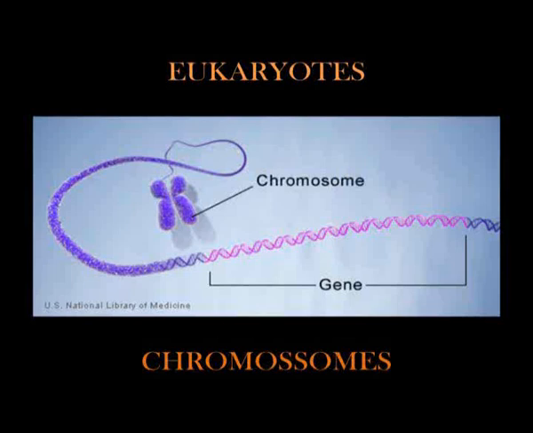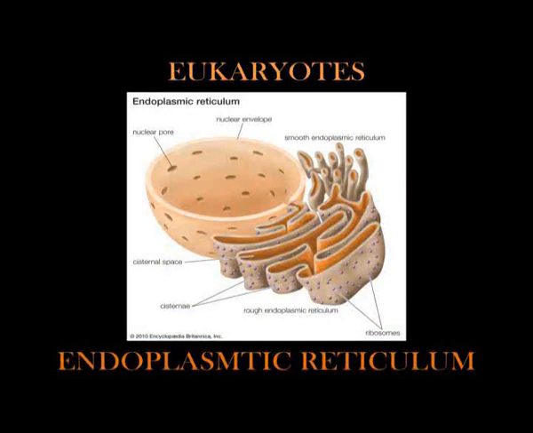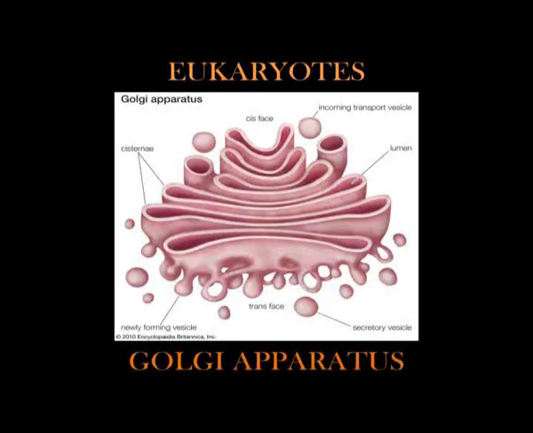Chromosomes carrying the cell's genes and the machinery to express those genes reside inside the nucleus. Most eukaryotic cells have endoplasmic reticulum, the site of protein and phospholipid synthesis. A Golgi apparatus adds sugar to the membrane proteins, lysosomal proteins, and secretory proteins.